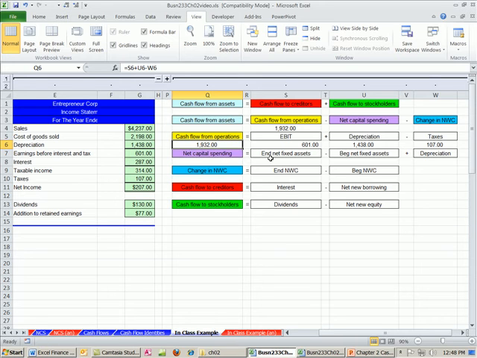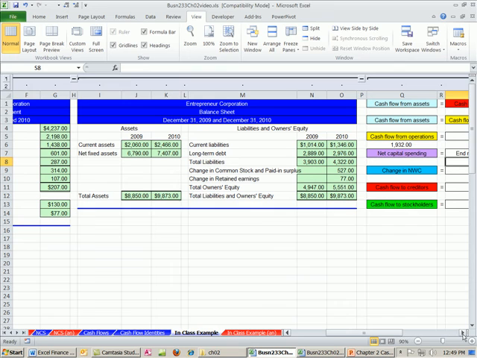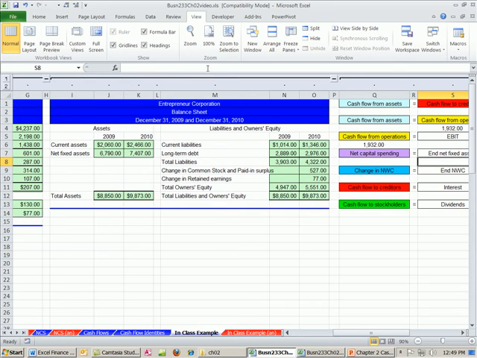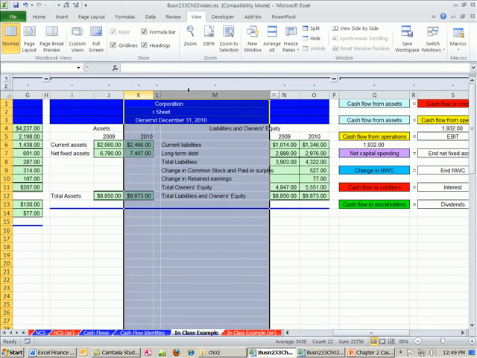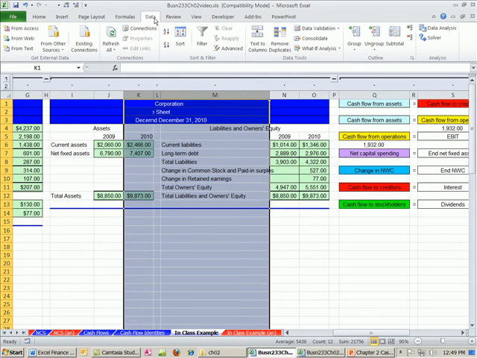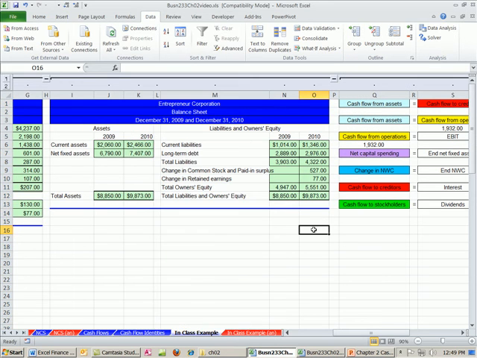All right, net capital spending. Well, we have to do the balance sheet now, right? Actually, end net fixed assets, begin, and then add back the non-cash depreciation. I love those little plus signs. By the way, if you ever want to group yourself, you just highlight, go to data and group, and it will add a little plus minus. Totally awesome trick. All right, now let's come over here.